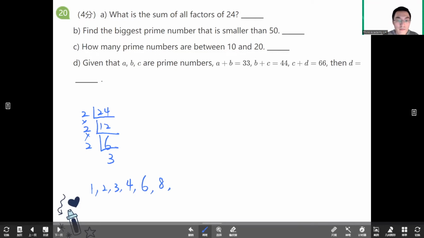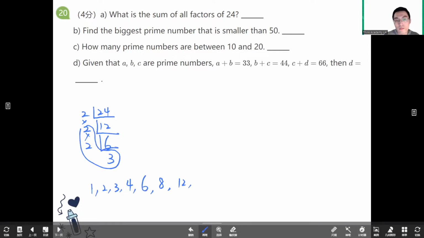Can we have 9? No, because we need another 3 to get a 9, which we don't have. Can we have 10? We cannot, because we don't have 5. We need 2 times 5 to give us 10. Can we have 11? No, 11 is a prime number. Can we have 12? Yes, 3 times 2 times 2 is 12. Can we have 13? No, 13 is a prime number. Can we have 14? No, that requires 2 times 7. Can we have 15? No, that requires 3 times 5. Can we have 16?